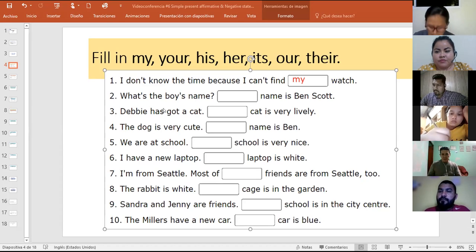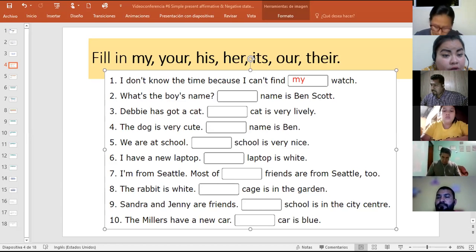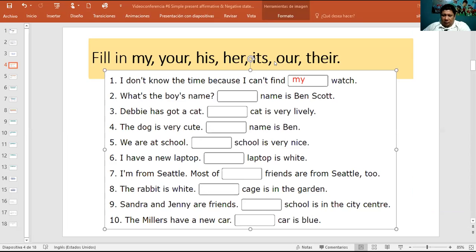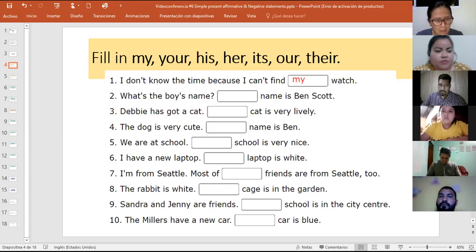Hice una captura y solo puse las respuestas para estar comparando con la captura. Excellent, very good. Thank you, Domingo. Esperemos a Sandra, Cristina y Santos, creo. Alba, ya casi? Ok, esperémonos un par de minutos. Vamos a compartir las respuestas. Si va a quitar la pantalla de ahorita, o la va a dejar para que leamos ahí? Yes. Ok.